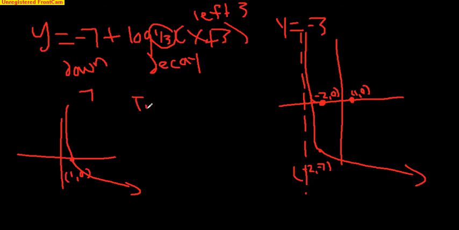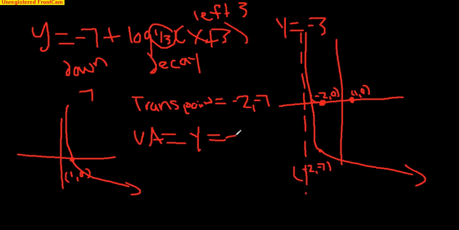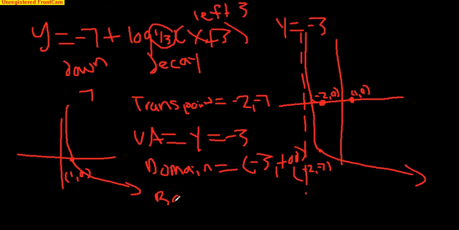So for this equation, our transformational point would be where it's turning, so negative 2, negative 7. And then our vertical asymptote is y equals negative 3. Our domain would be, the max to the left it goes is negative 3, and it goes to positive infinity. And then the range for every single logarithmic equation will always be negative infinity to positive infinity.